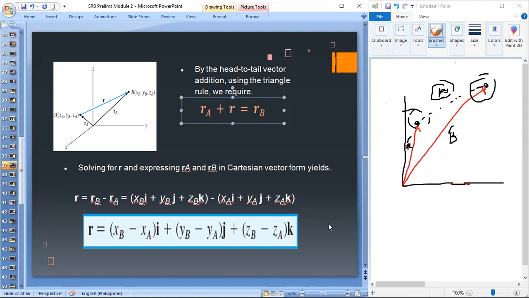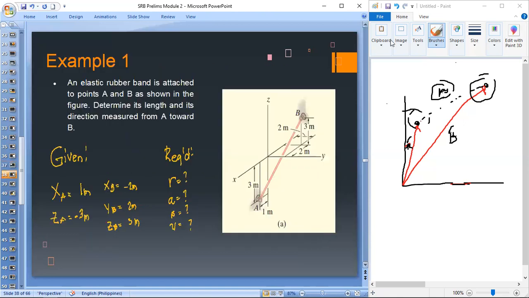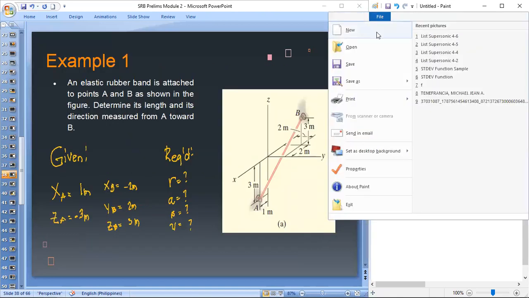Kasi parallelogram rule, di ba yun? Sa under ng parallelogram, meron ka triangle. So, yun yung concept ng head to tail vector. So, by rearranging, no? And solving ng x, y, and z mo. So, ito yung magiging formula mo for your form ng Cartesian vector ng coordinates vector. Okay? So, ang dami na tayong nagdami na natin term. So, huwag na tayong malito, guys. Okay? Next, so, ito example no, para malaman natin kung ano talagang nangyayari dito.